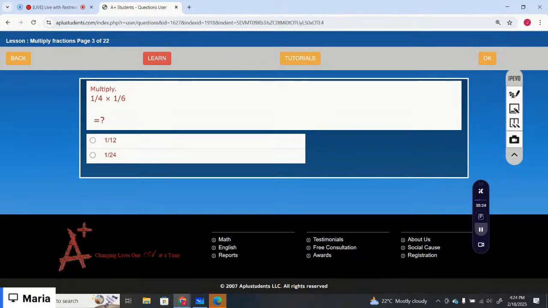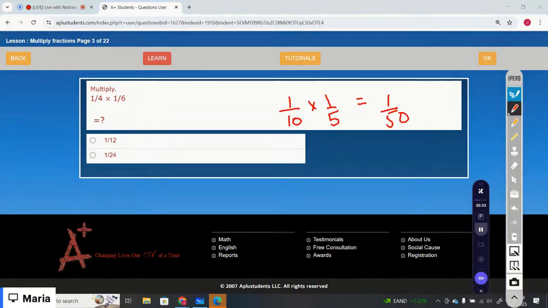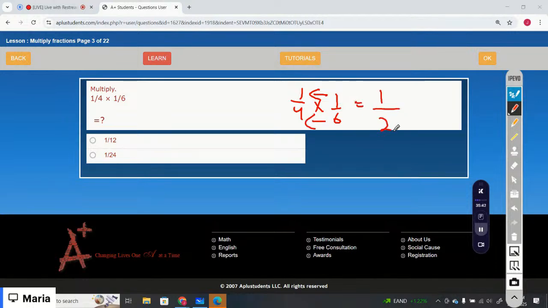One by 4 times 1 by 6. So multiplying fractions is very easy. You simply have to do numerator times numerator and denominator times denominator. So 1 by 4 times 1 by 6, you have to do 1 times 1. 1 times 1 is 1 and 6 times 4 that is 24. So the correct option is 1 by 24.